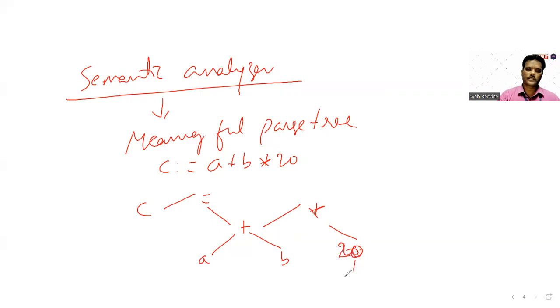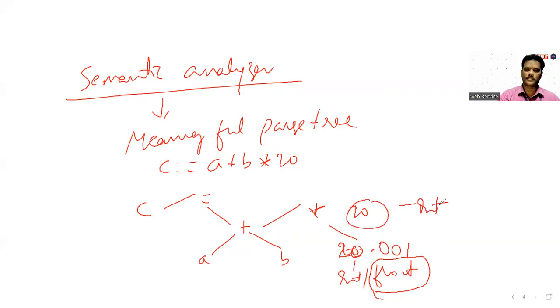So here there is a constant. The constant should be int or float. Suppose there is 20.001, it will be taken as data type float. If it is purely 20, then it will take data type as integer. Sometimes it is integer, and if there is any decimal number, then it will be indicated as a float. So in the given parse tree, the semantic analyzer checks whether the parse tree is meaningful.